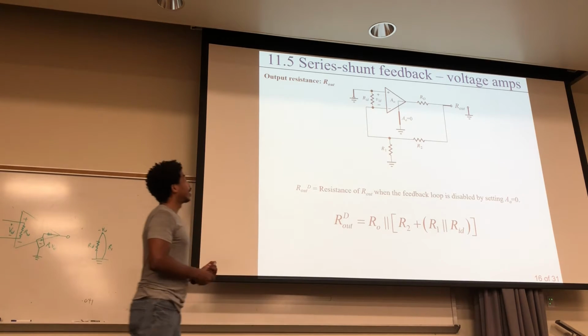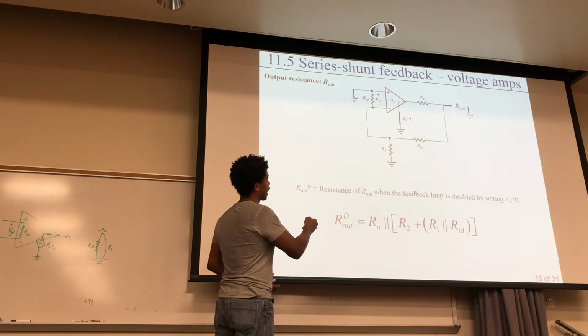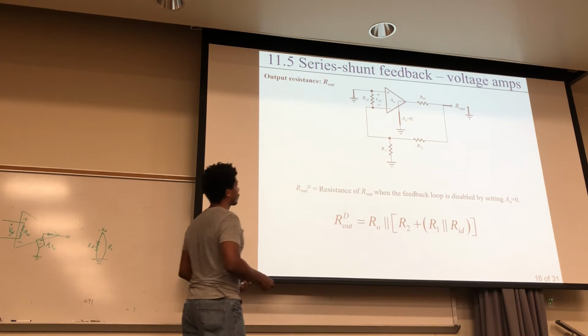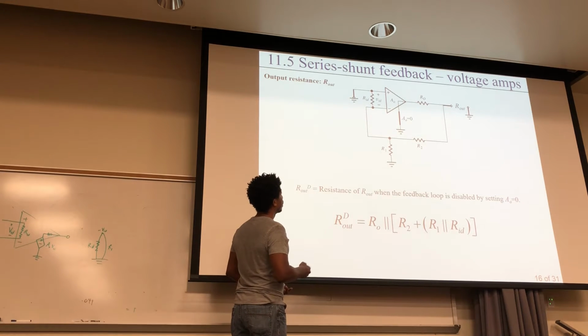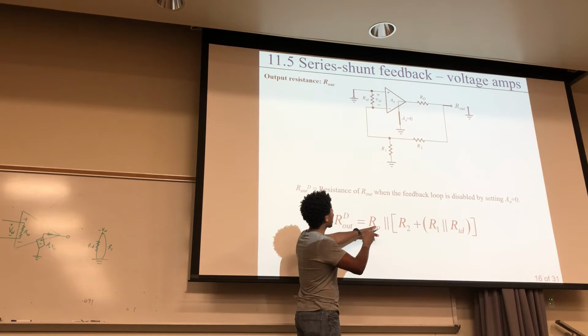Okay. And remember, if this was a current source and I want to disable it, it would be an open circuit. But if it was a voltage source, it would be a short circuit. Okay, and then as seen from here, I have this path in parallel with all this over here.